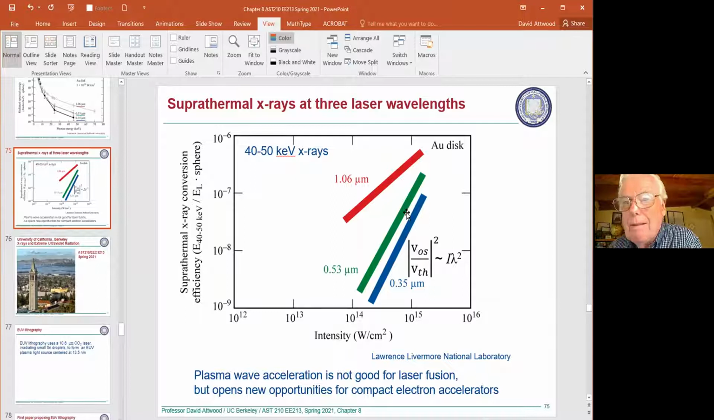And unfortunately, with so-called direct drive, where the laser light is right on the target, you need to be up at least to 10^15, probably above that. And so this is the formula that we just saw before, that the nonlinear index is v_os over v_thermal squared, I lambda squared. So at some intensity, this should have a sort of lambda squared behavior. So more between here and here than there is between here and there. So that's all I was going to say about that. It had a big impact on laser fusion.